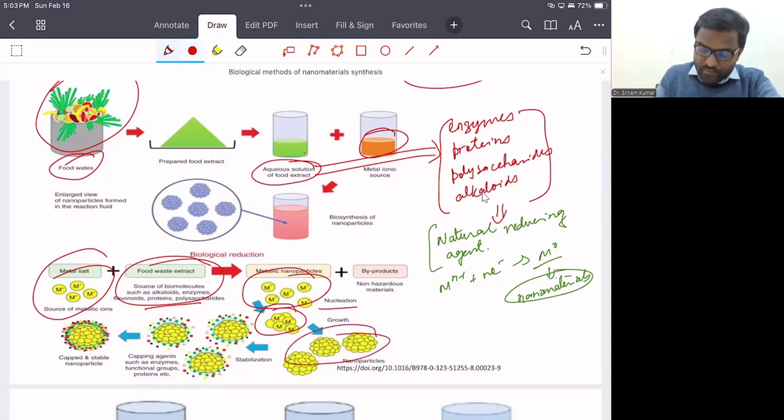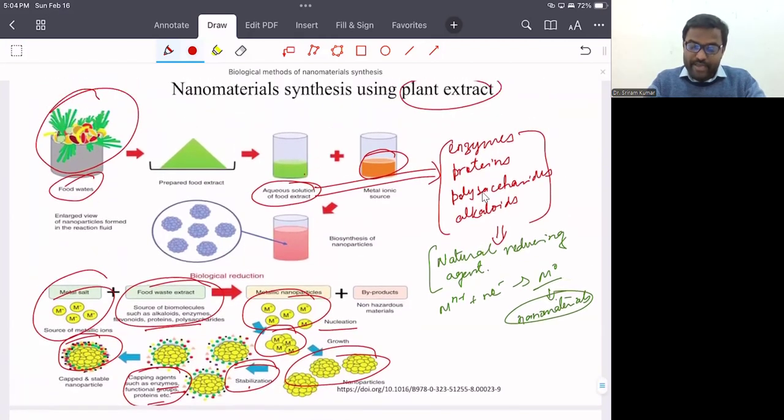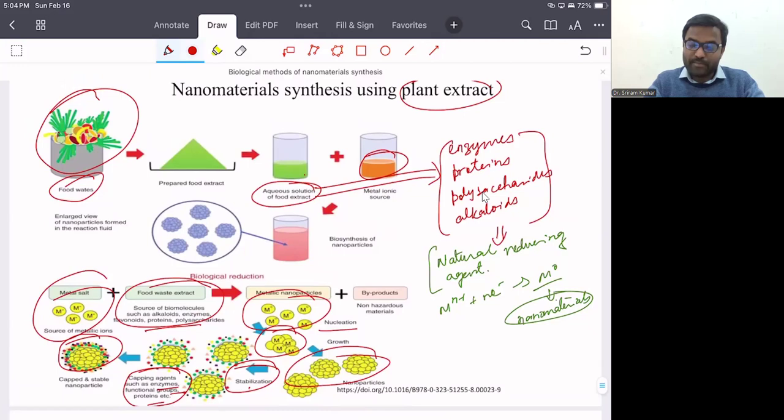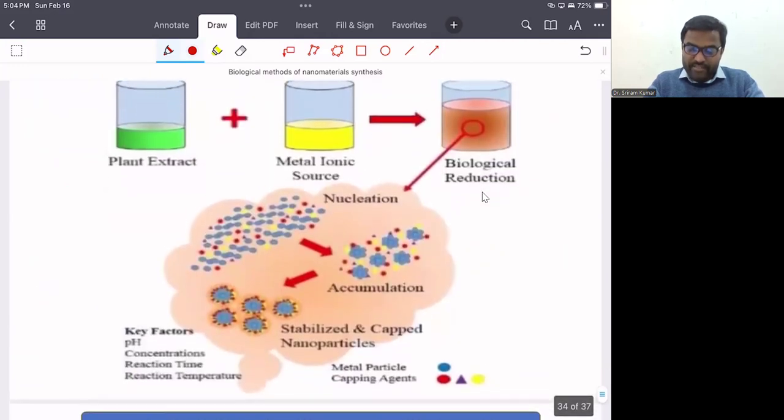And in that food, we have some kind of stabilizing agent. That stabilizing agent may be, for example, an enzyme, a functional group, or a protein that acts as the stabilizing agent. Then it functionalizes the surface and stabilizes the nanomaterials. So this is the mechanism using the plant extract. And either way we can understand these things.